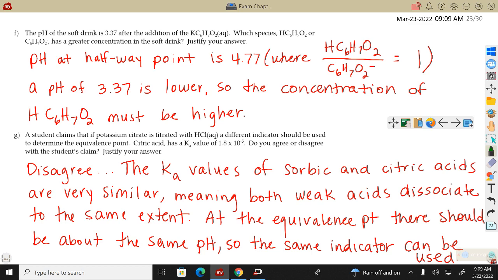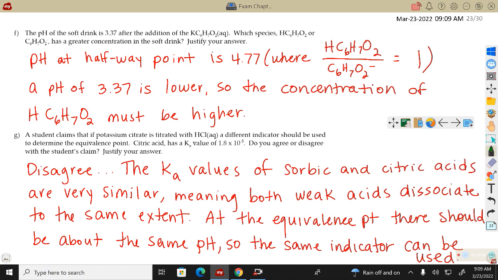So once I hit the point in my balanced equation where I have equal moles of acid and base, if both acids ionize to the same extent, there's going to be about the same amount of hydrogen produced. And so really then the pH should be about the same at the equivalence point. And in that case, the same indicator should be appropriate.